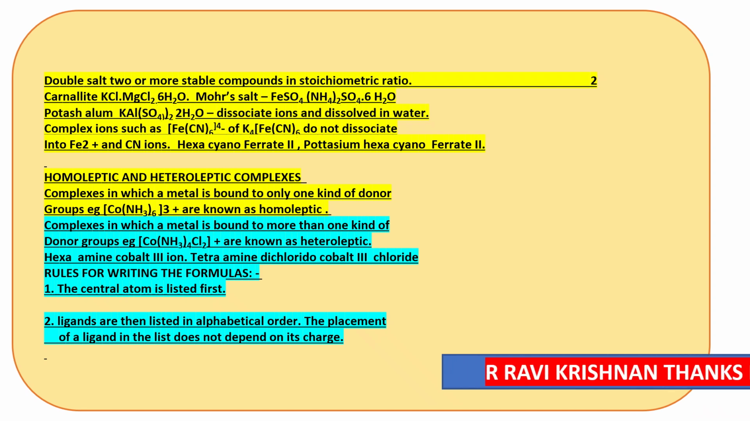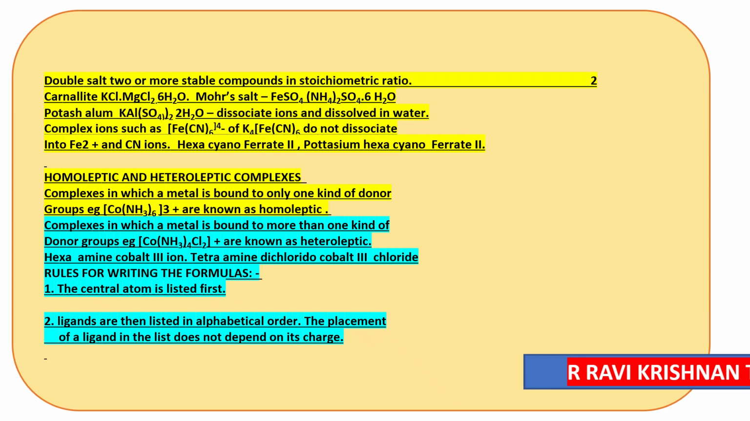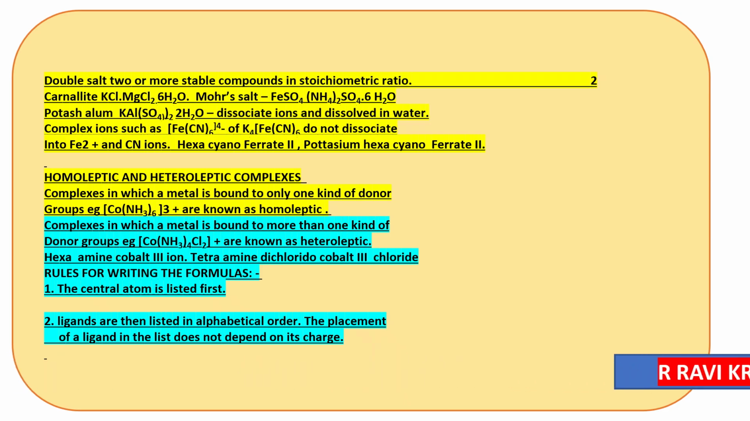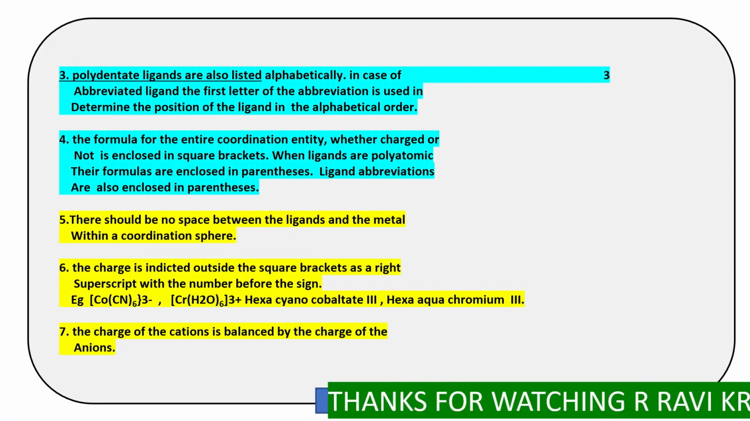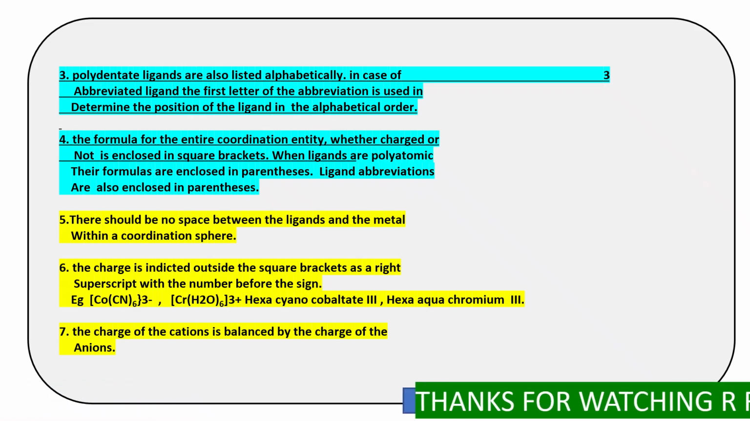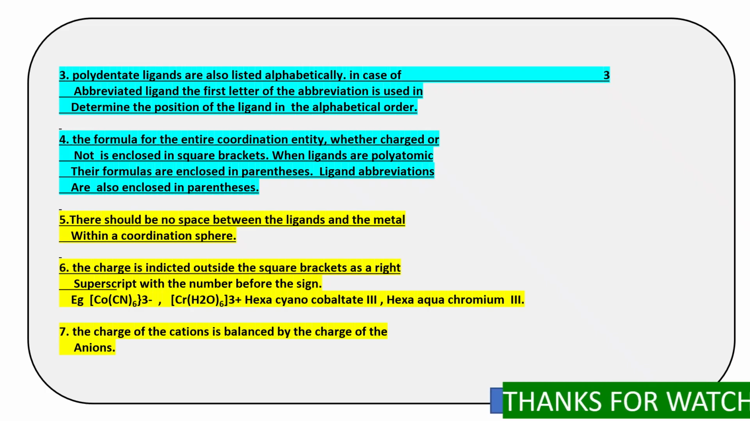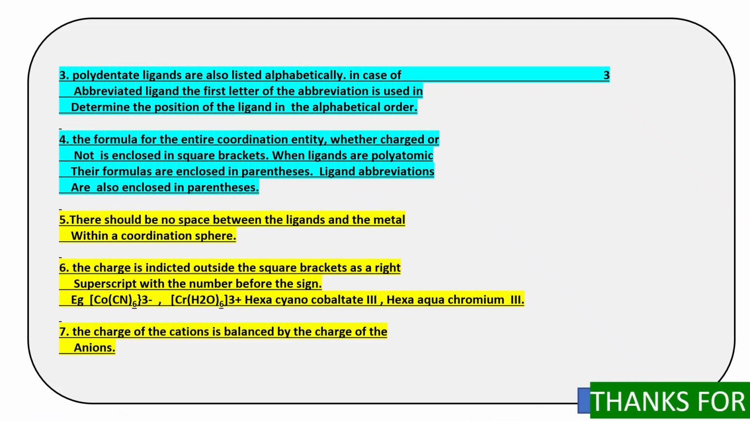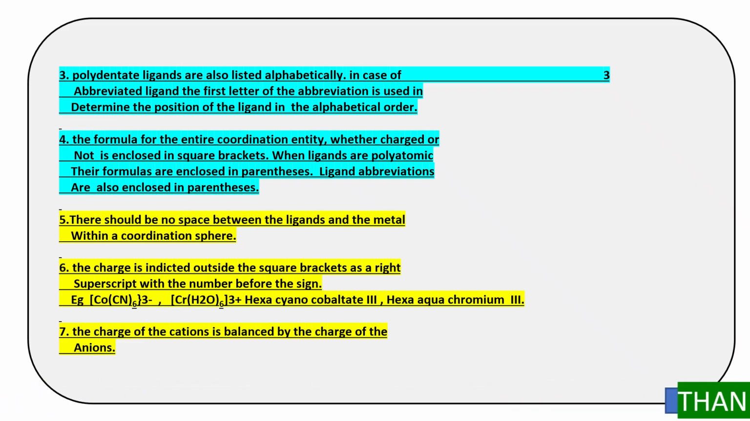Rules for writing the formulas. The central atom is listed first. Ligands are then listed in alphabetical order. The placement of a ligand in the list does not depend on its charge. Polydentate ligands are also listed alphabetically. In case of an abbreviated ligand, the first letter of the abbreviation is used to determine the position of the ligand in the alphabetical order. The formula for the entire coordination entity, whether charged or not, is enclosed in square brackets.